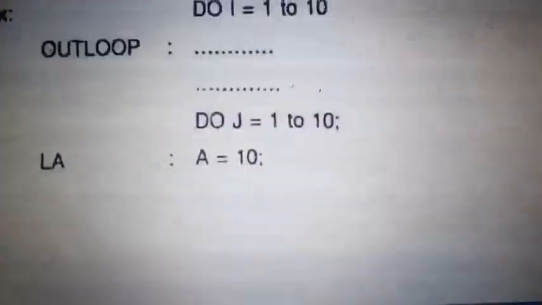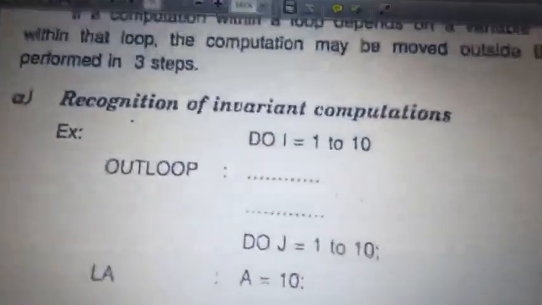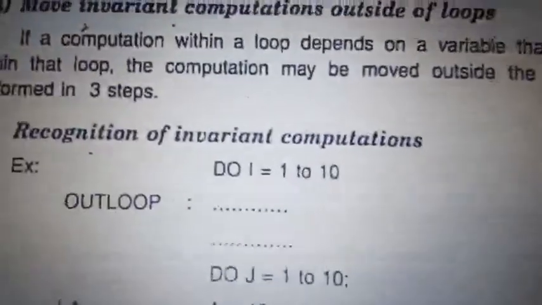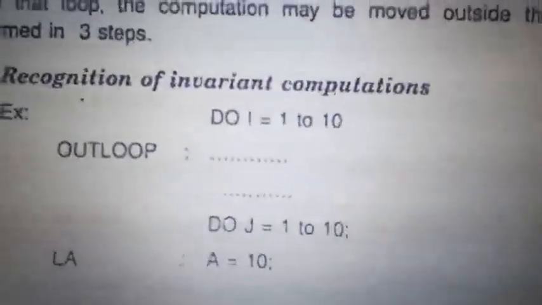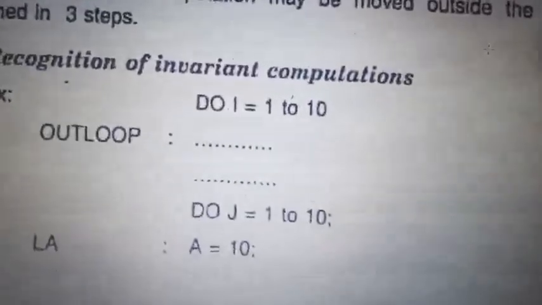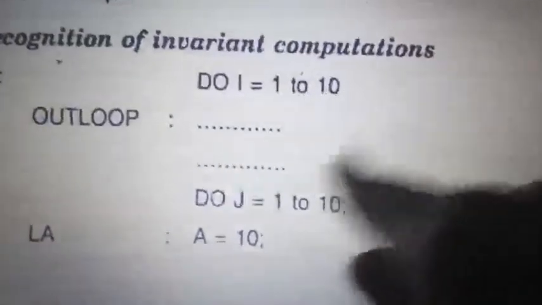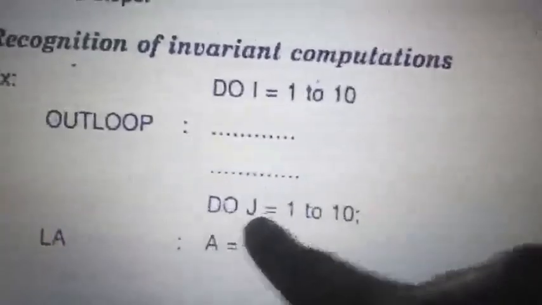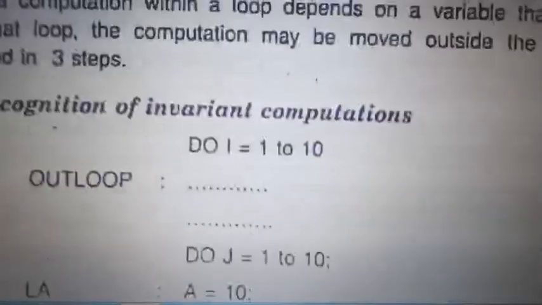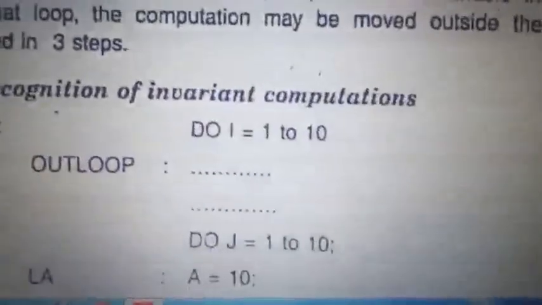One more we have: moving the invariant computation outside the loop. Invariants are variables that don't change. If some variables don't change, they should not repeat in the loop. For example, you have a loop, do I is equal to 1 to j, and then another loop, j is equal to, and here I have a is equal to 10. Next you have statements like y is equal to y plus 2; the I value changes here, fine, no problem. The j value changes as well.